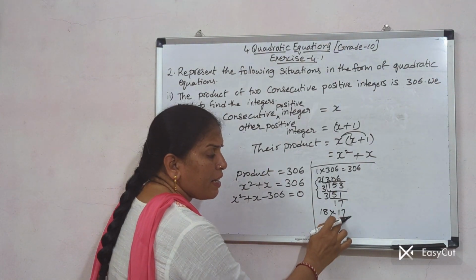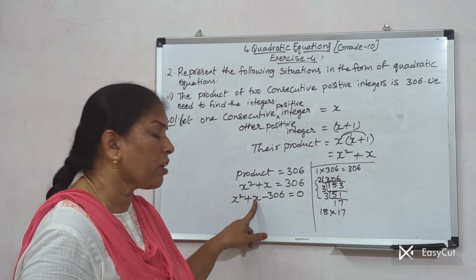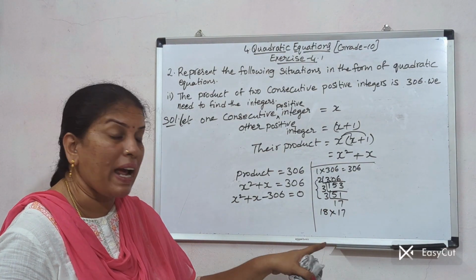Okay. See here, 18 minus 17 is 1 only, no? So you are getting 1 or not? The coefficient of x is 1. You are getting 1 if we subtract.